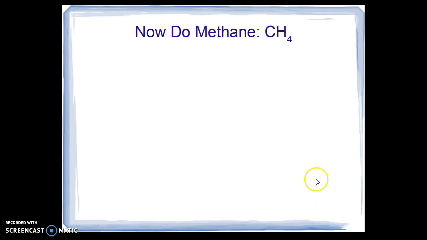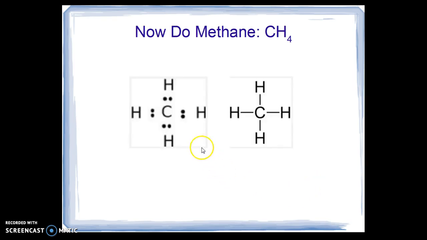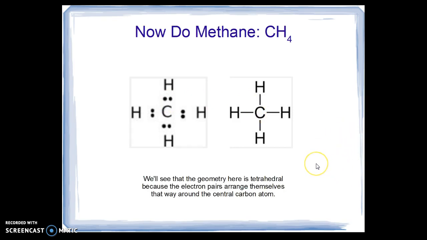Now let's do methane. You do this by yourself and then turn the video back on to see how you did. Here's the carbon, hydrogen. Again, there are 4. There are the electron pairs, and here are the lines. We'll see that the geometry here is tetrahedral. The electron pairs are going to arrange themselves 3-dimensionally around the carbon, and the hydrogens, of course, will be with those electron pairs. And so this is a 3-dimensional thing.